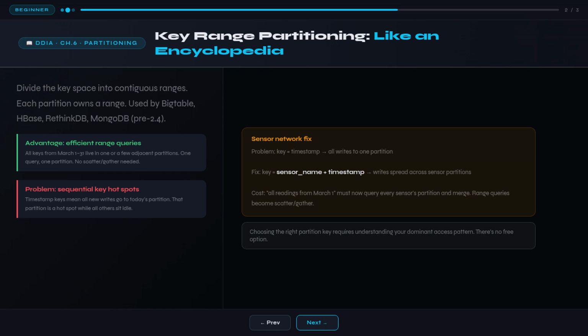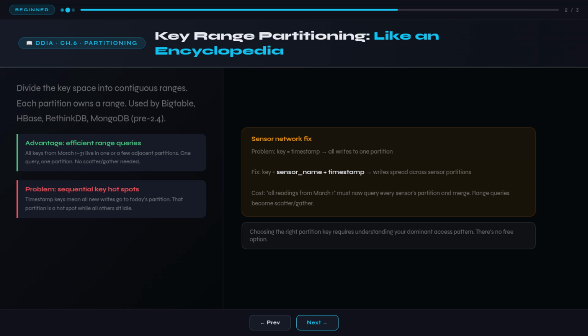But key range partitioning has a significant weakness: hotspots from sequential access patterns. Consider a sensor network where measurements are keyed by timestamp. Sensors write continuously. All the newest data has keys in today's timestamp range. That means all writes are going to the same partition, the one that owns the current time range. While yesterday's partitions sit idle, today's partition is absorbing every single write. You've created a hotspot by design.